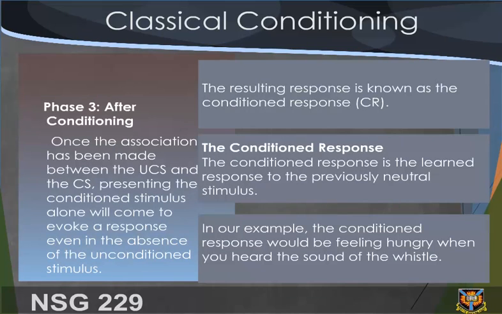Phase 3. After conditioning. Once the association has been made between the UCS and the CS, presenting the conditioned stimulus alone will come to evoke a response even in the absence of the unconditioned stimulus. The resulting response is known as the conditioned response, CR. The conditioned response is the learned response to the previously neutral stimulus. In our example, the conditioned response would be feeling hungry when you heard the sound of the whistle.